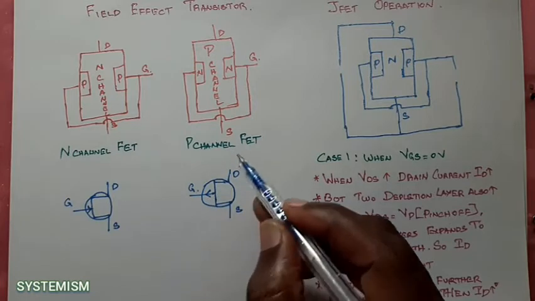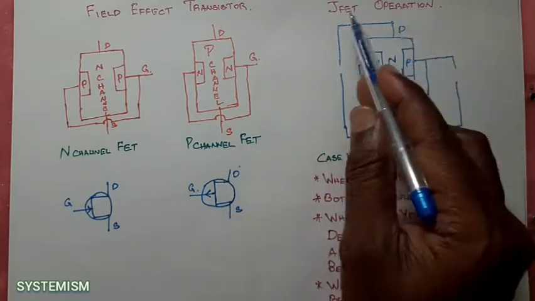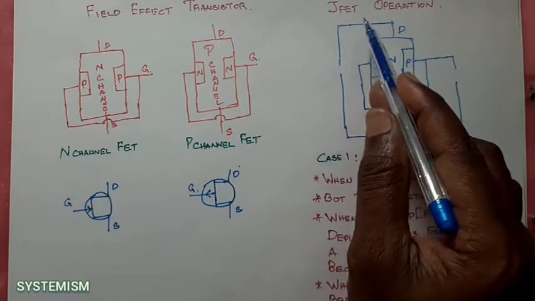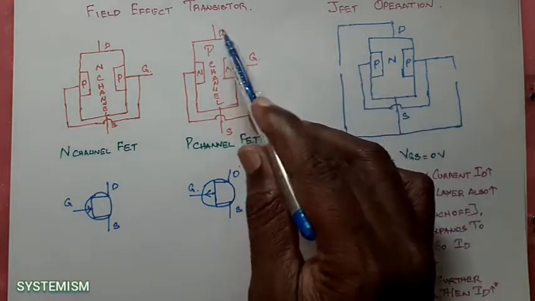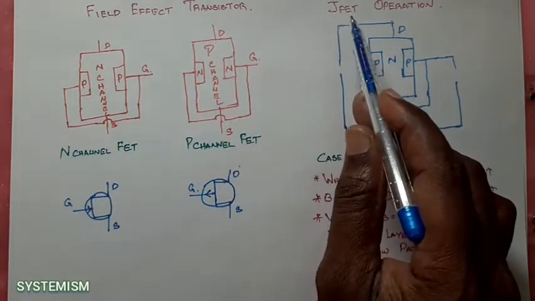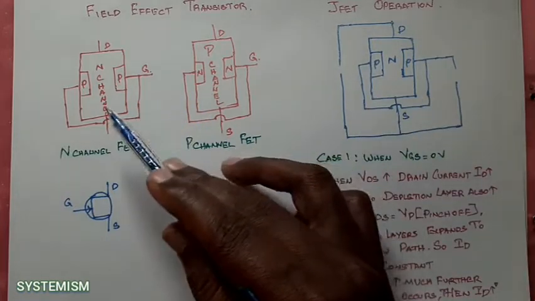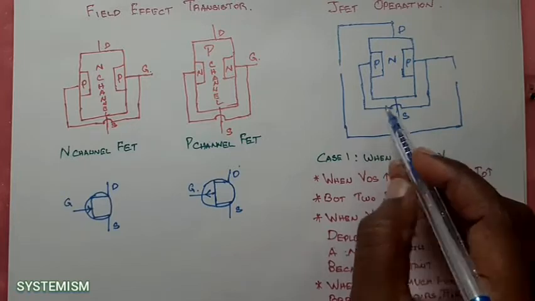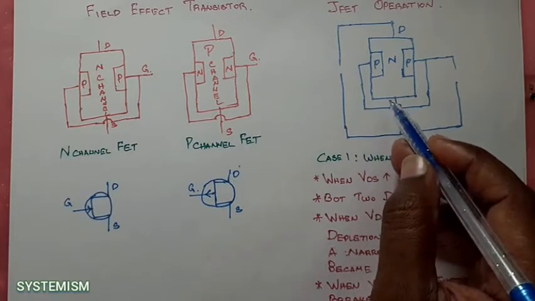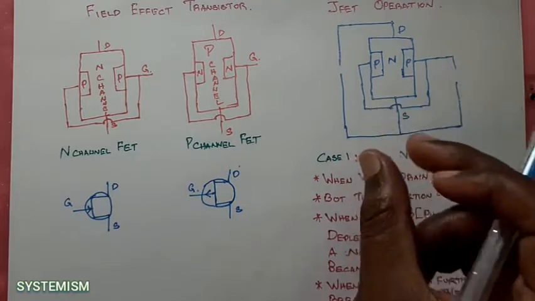Okay, now we will see the output operation of this junction field effect transistor. Field effect transistor is otherwise called junction field effect transistor. FET and JFET are all the same only. Okay. Now let me take this. This is the same structure as this one. We have taken this and we are going to provide the biasing. We know what biasing is. Biasing means applying voltage or providing a battery.